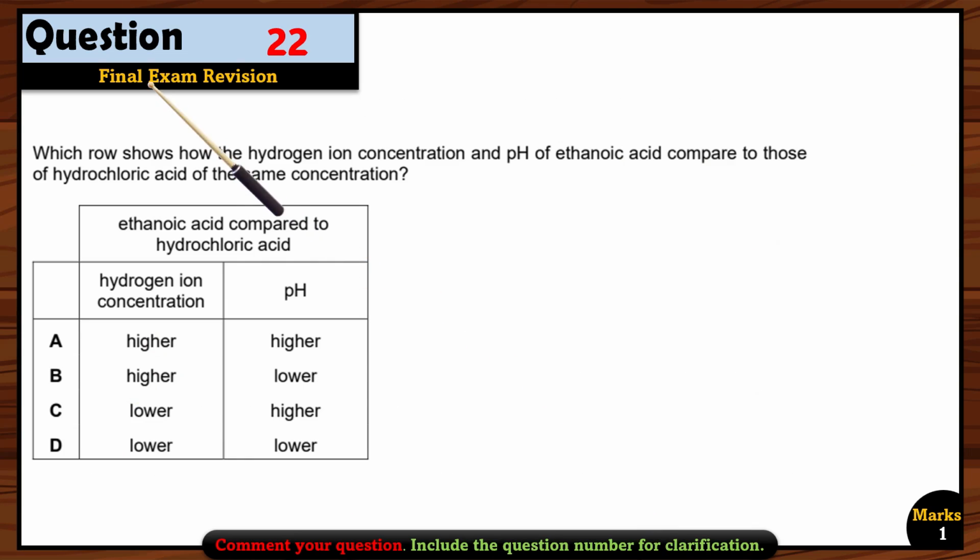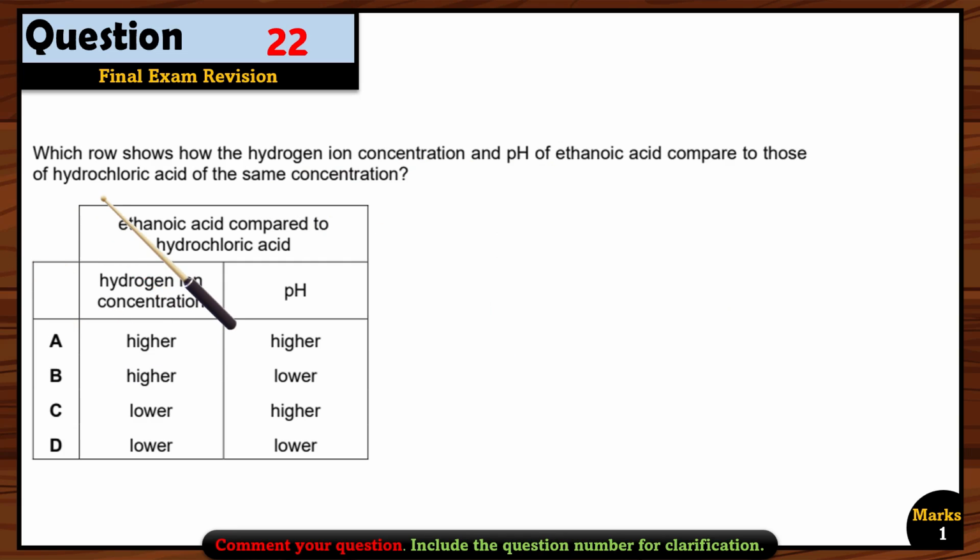Let's see question 22. Which row shows how the hydrogen ion concentration and pH of ethanoic acid compare to those of hydrochloric acid of the same concentration? So we have to compare the concentration and the pH. Ethanoic acid is a very weak acid, whereas hydrochloric acid is a very strong acid.